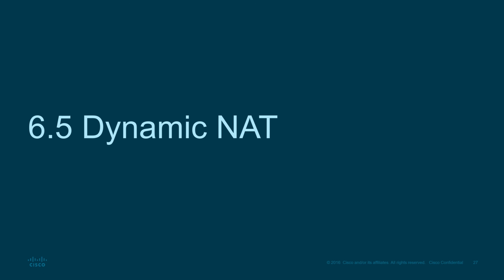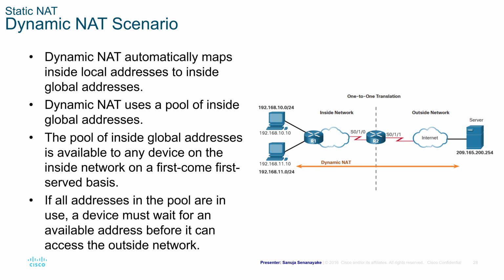Dynamic NAT. Dynamic NAT automatically maps inside local addresses to inside global addresses. Dynamic NAT uses a pool of inside global addresses. The pool of inside global addresses is available to any device on the inside network on a first come, first serve basis. So as the term suggests, dynamic, it's automatically assigning IP addresses to inside devices that are trying to reach the outside networks by using a pool of available global IP addresses. And how it does that is on a first come, first serve basis. So whichever inside device first requests it gets an IP address assigned from that pool in the dynamic NAT scenario.